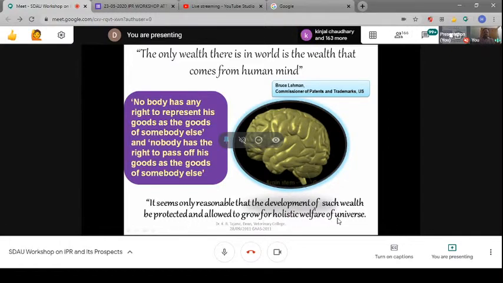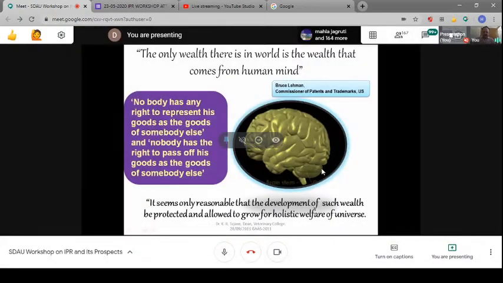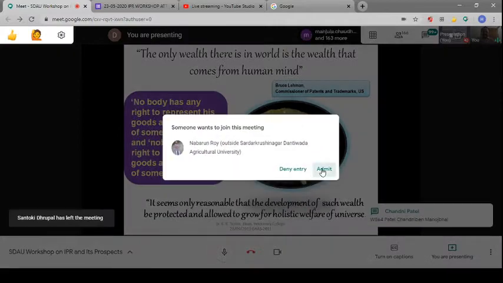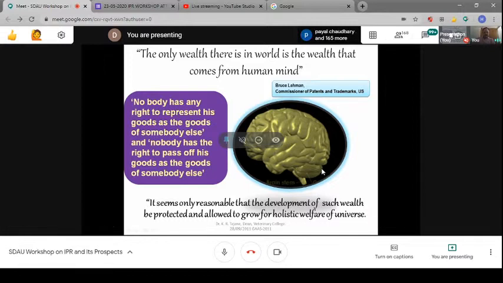So what is the broader objective of intellectual property rights? It is always reasonable and rational that we should protect such development of wealth that originates from the human mind, that originates from the human brain.